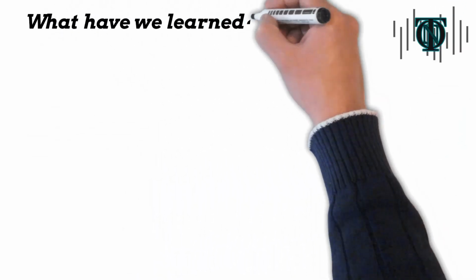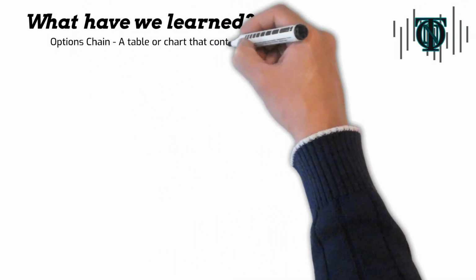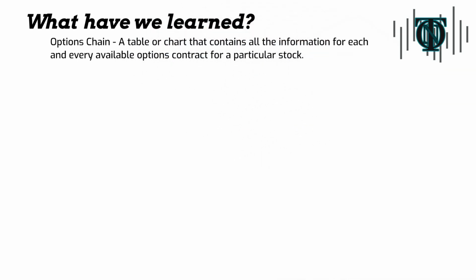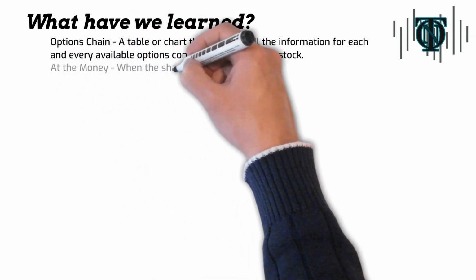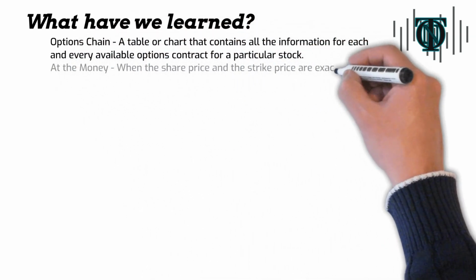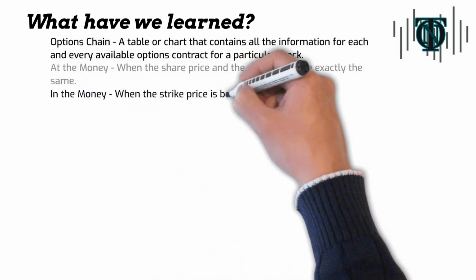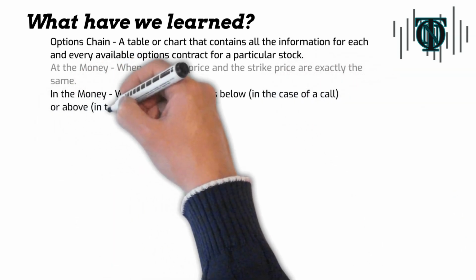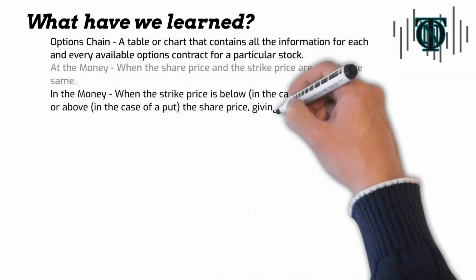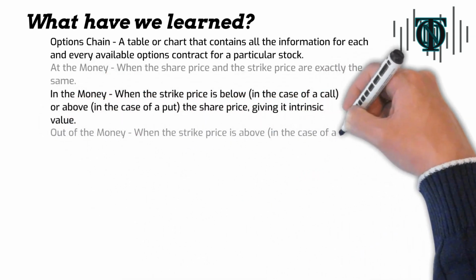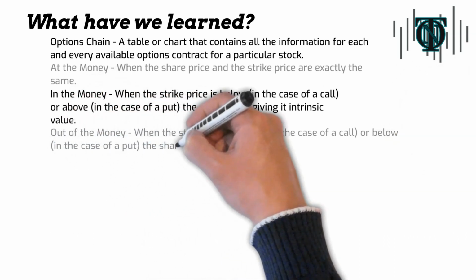Now let's review. This lesson was all about the options chain, which is a table or chart that contains all of the information for each and every available options contract for a particular stock. An option is considered at the money when the share price and the strike price are exactly the same. An option is considered in the money when the strike price is below in the case of a call, or above in the case of a put, the share price, giving it intrinsic value, whereas an option is considered out of the money when the strike price is above in the case of a call, or below in the case of a put, the share price.